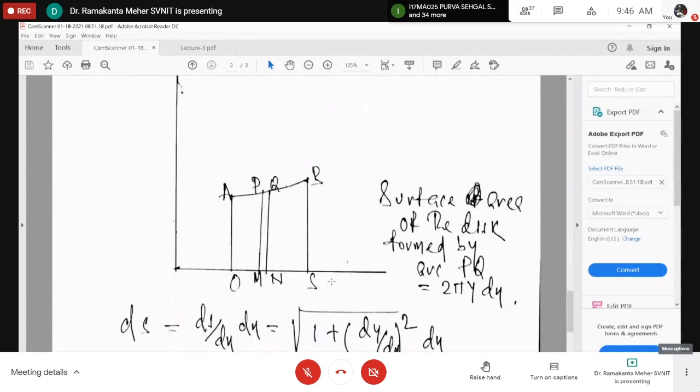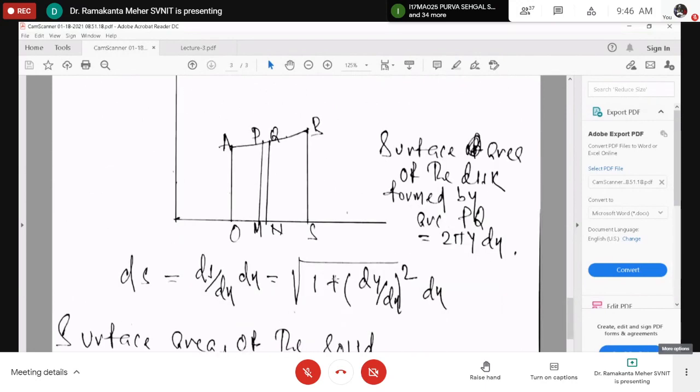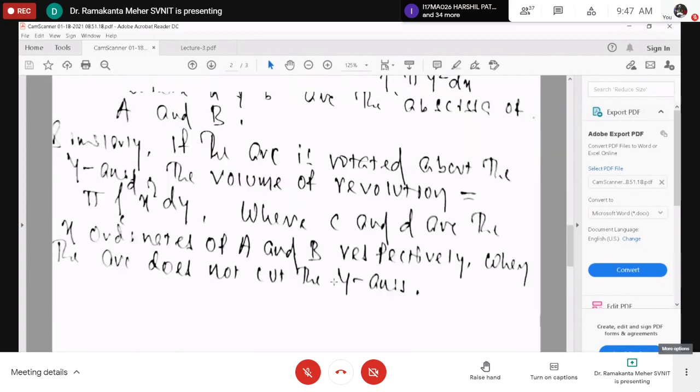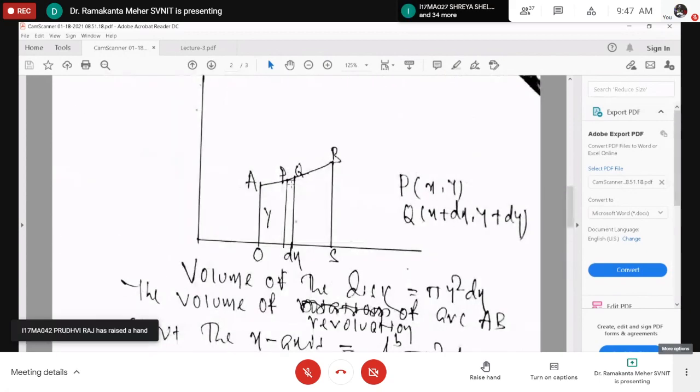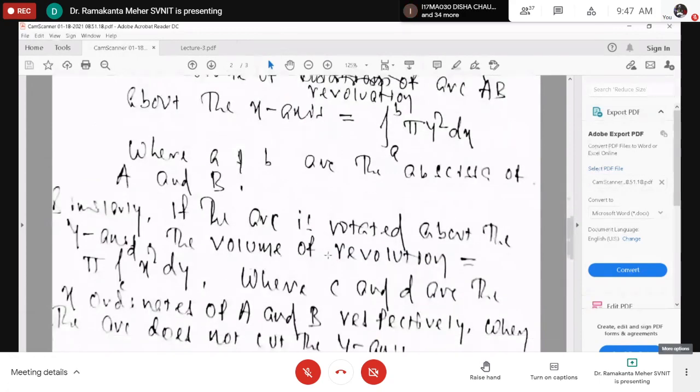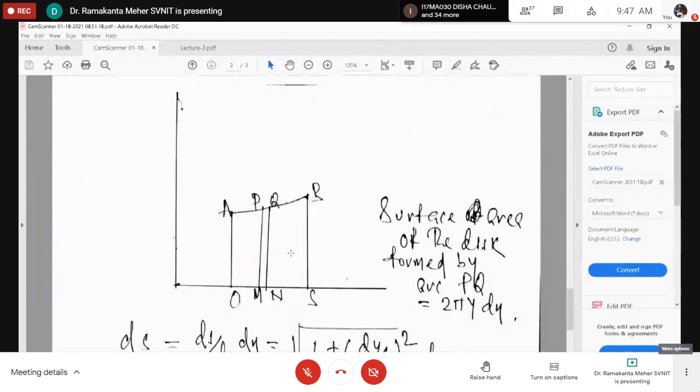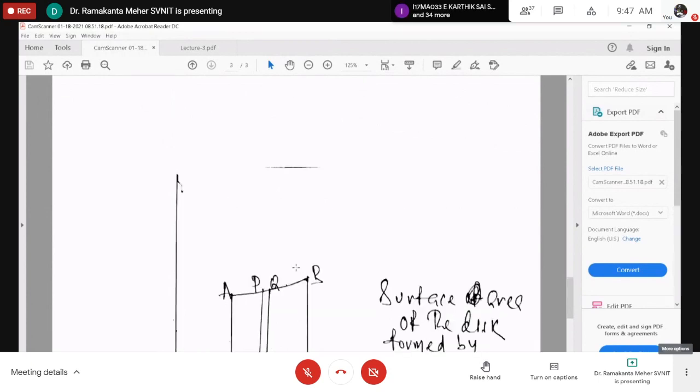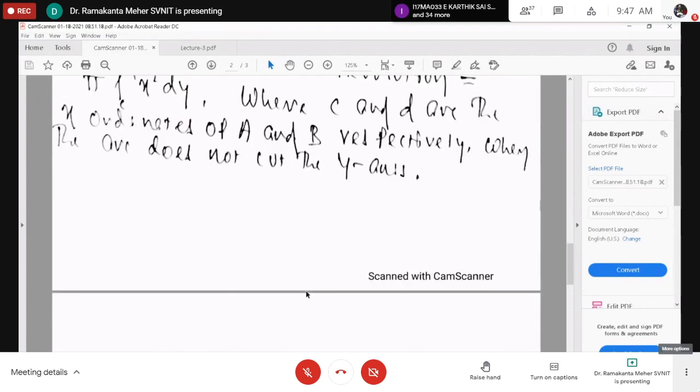Next, we go for surface area of revolution. That means in the last section we have considered the volume of revolution. That means we are considering this volume. Okay. And in the third part, we'll consider surface, that means the surface area that lies on the disk, or we can say that lies over the solid disk. Okay.